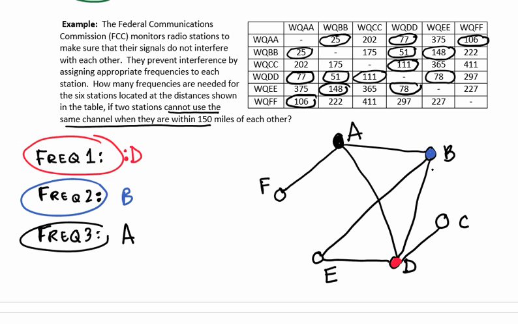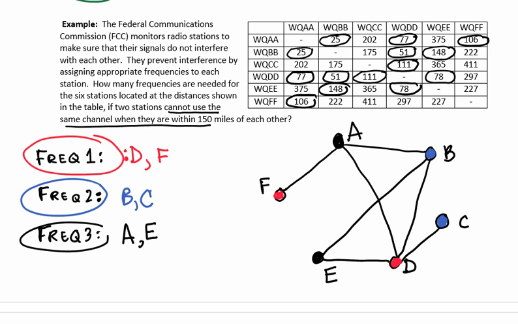Okay, vertex E can't be blue and it can't be red, but we could make that black. Vertex C can't be red, but I could make it blue. And vertex F can't be black, but I could make this blue or red. So answers vary here, a couple different correct ways to color this. But it would take me 3 frequencies to make this happen.